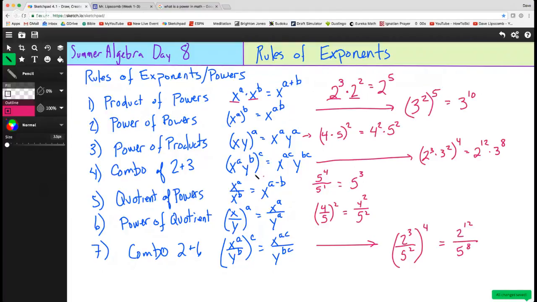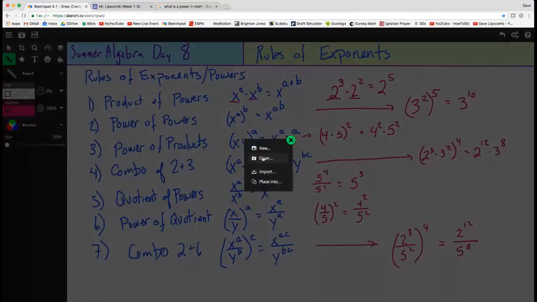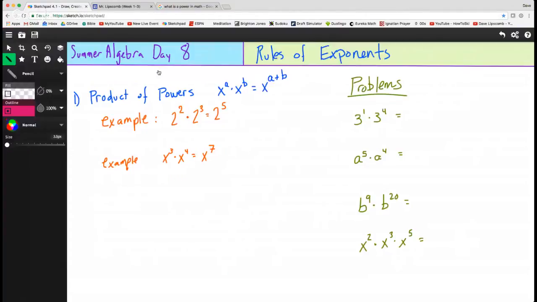So those are our 7 rules. Let's go over each one of them in more detail right now, one at a time. What I'm going to do is give you the rule, give you 1 or 2 examples, then I'll give you some intuition, and then we'll do some problems.